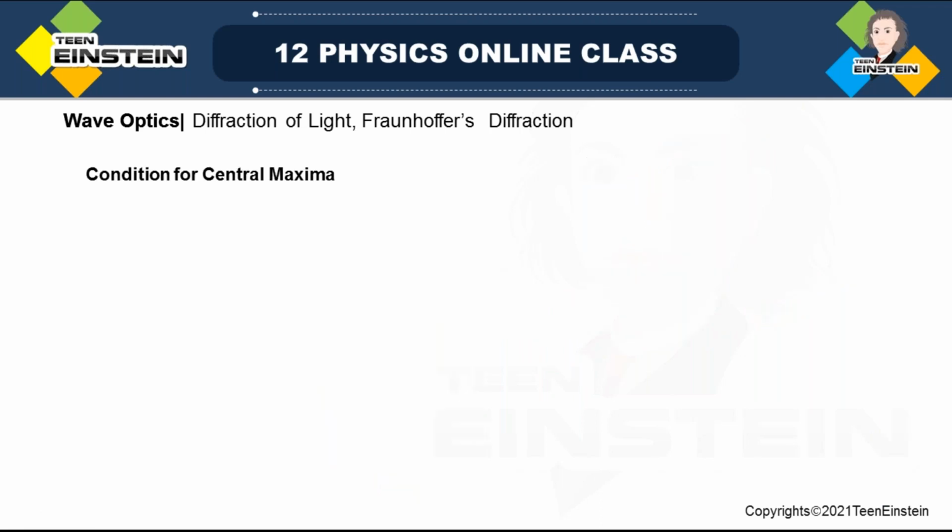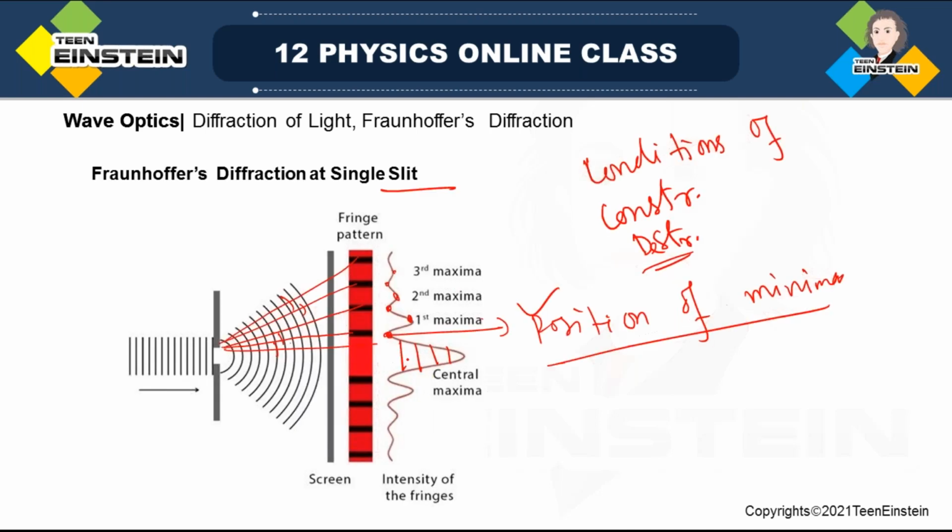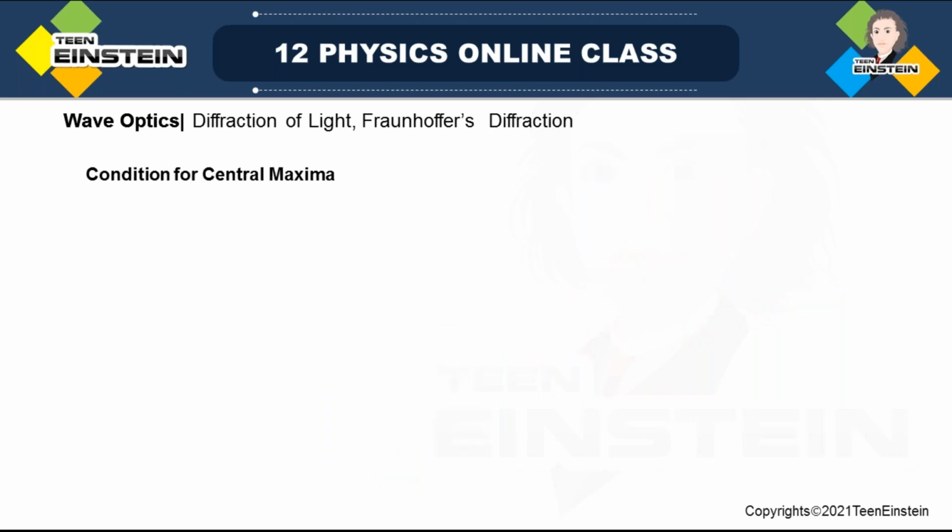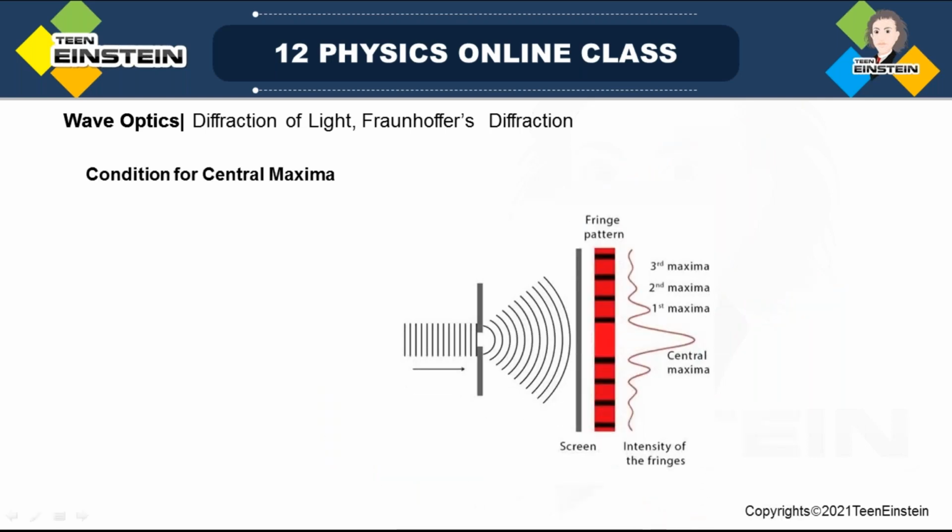See, condition for central maxima. So central maxima has got maximum intensity, maximum width. Let us see how do we get maximum intensity. So that much intensity, how do you get? Look, this is the central maxima here, the same figure again shown. We'll find out the reason for that.